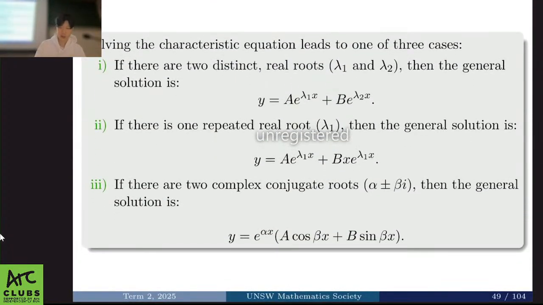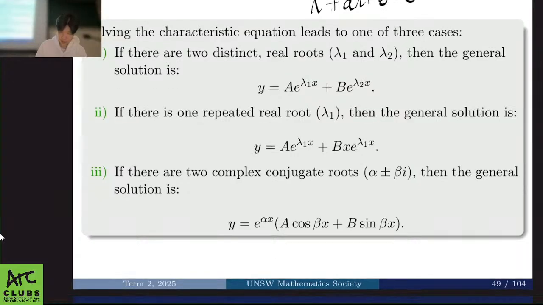Now, after solving the characteristic equation, lambda squared plus a lambda plus b equals 0, there's three scenarios. We could get two different real lambdas. If that's the case, you put it with a e to the lambda1 x and b e to the lambda2 x.